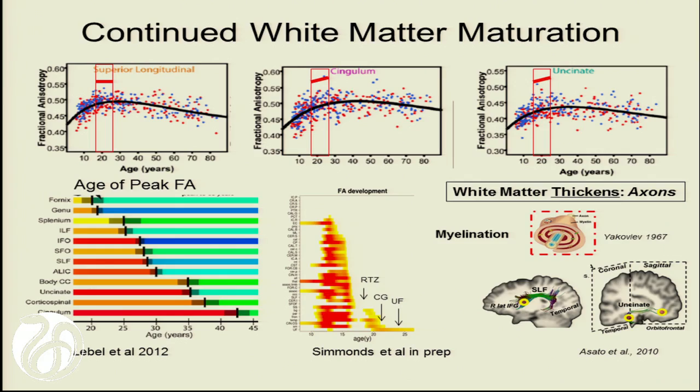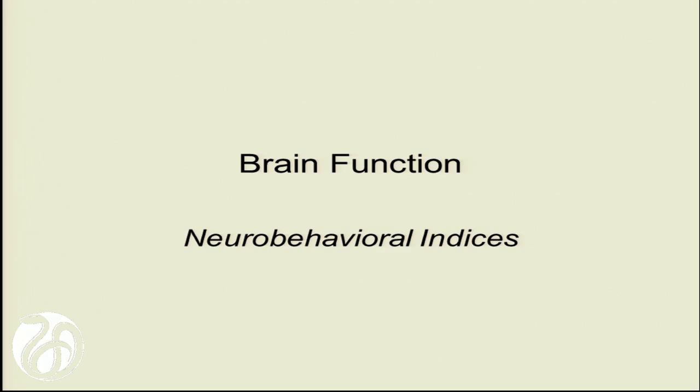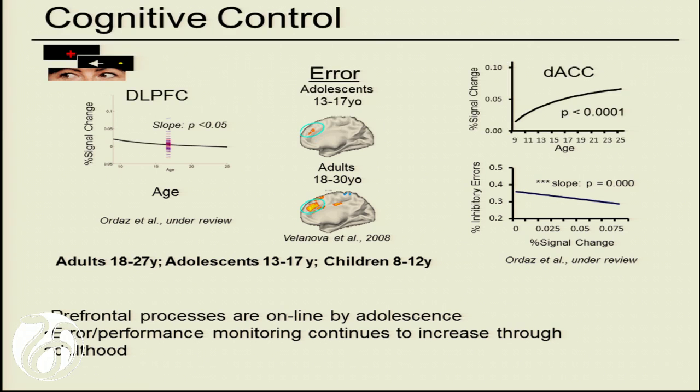And why am I stressing this? Is that whenever we see periods of great growth, it's periods of remodeling, it's periods of plasticity, and this is what might be characterizing this stage of development. So let me tell you very quickly about brain function. So here what I'm showing you is a longitudinal study where we looked at subjects up to 27 years of age.